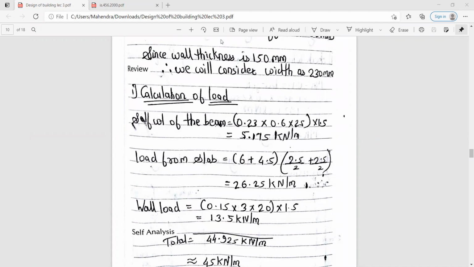Then you need to calculate the load from the slab. For the load from the slab, what will you take first? What do you have now? The total dead load. See what total dead load you had got at the time of the slab. At the time of the slab you had got it as 6. So 6 is nothing but the total dead load. This is your live load and this is your middle one, that is 2.5 by 2, as it is a 3 span slab.